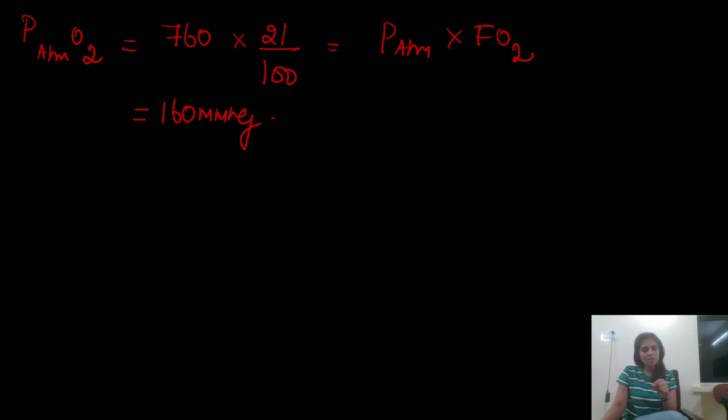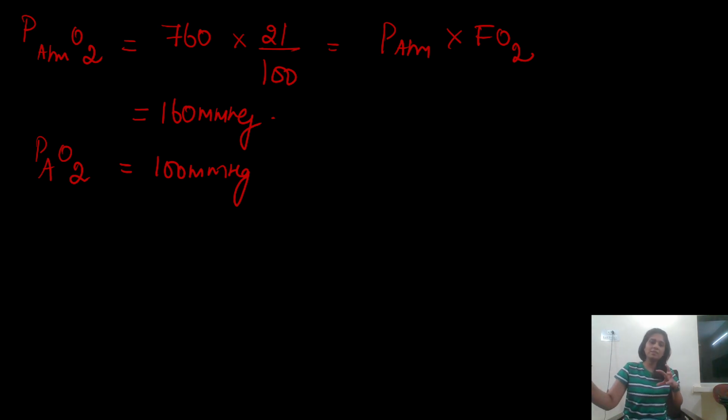And it is this oxygen which we breathe in. But when this air reaches the alveoli, alveolar partial pressure of oxygen is not 160, it is just 100 millimeter of mercury. I'll tell you the reason for this reduction from 160 in the atmosphere to 100 in the alveoli probably in another 5 minutes. For now, just memorize the number. Alveolar partial pressure of oxygen is 100 millimeter of mercury.